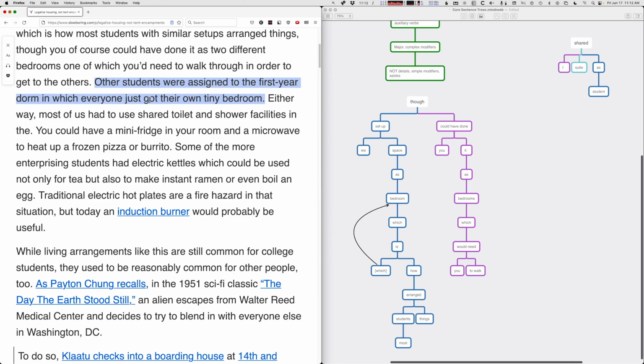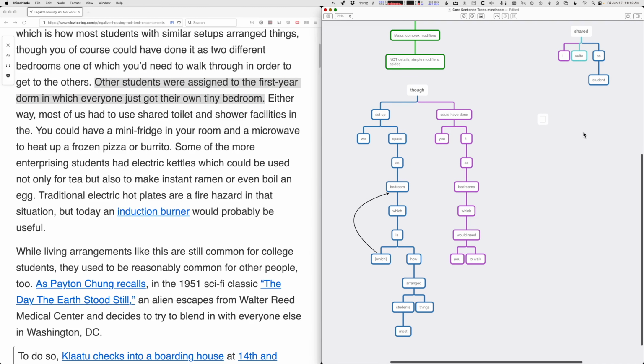Alright, now we have a shorter sentence. Other students were assigned to the first year dorm in which everyone just got their own tiny bedroom. So if the students were assigned, we've got a subject and verb there. And then we have a which and a got, so we do have a second clause. But it's not the main clause. So, were assigned students.